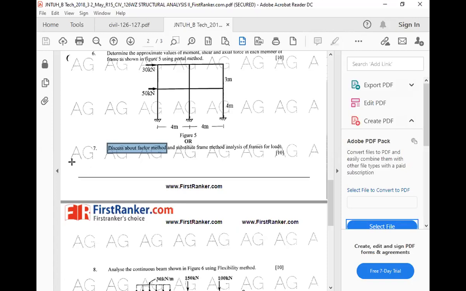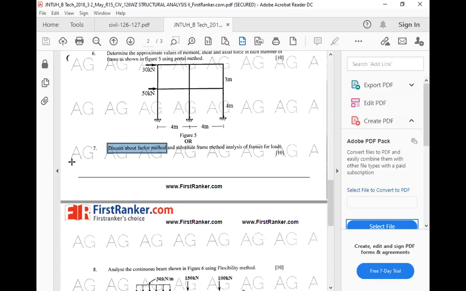So what is the main advantage with this method? This method will give us more accurate values than the portal and cantilever method. Especially, this method is useful for us when we have the stiffness of the members in the frame. So those are the advantages.